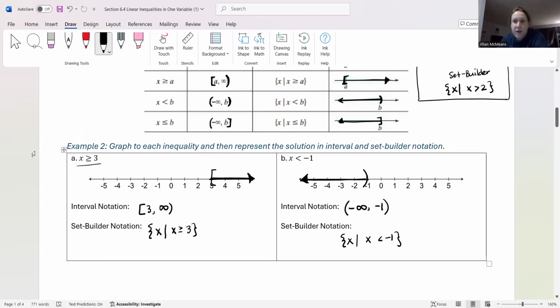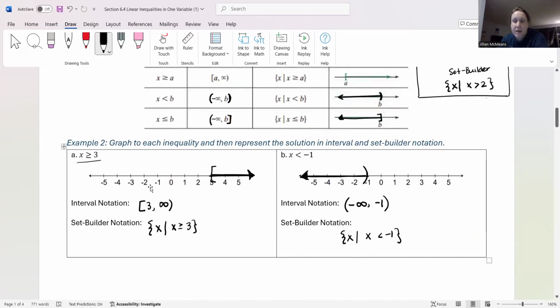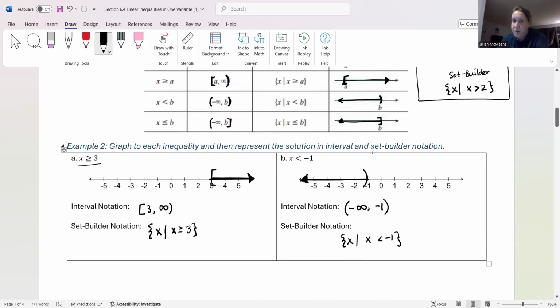In the next video, we're going to start solving inequalities. And the good news is there are a lot of similarities in solving linear inequalities and solving linear equations. There's really just one big difference, and we'll talk about that in a bit.